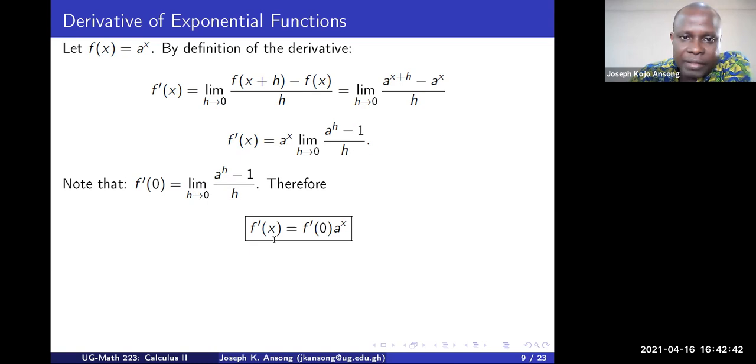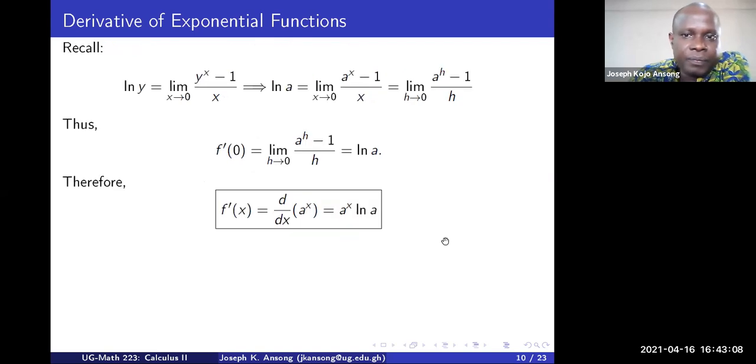Therefore, f prime at x will just be equal to a to the x multiplied by f prime at 0. There's a reason we are doing this, and we'll come back to it. This will help us to find the derivative of this. Remember that all we are doing is that we want an expression for the derivative of a to the x, this exponential. This is going to help us to achieve that using the definition of the derivative.